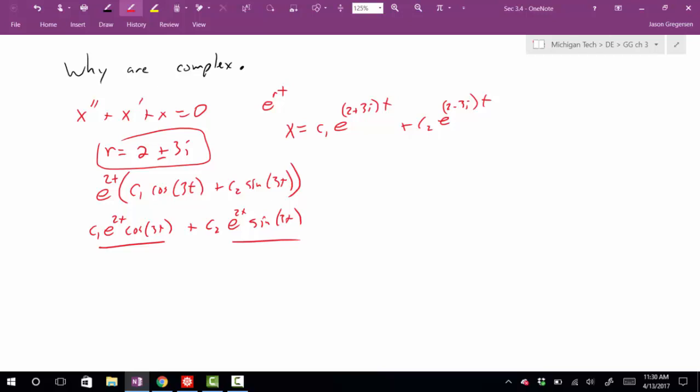So I have solutions that look like this. And what I did was I took one of them and I distributed that t, and I rewrote it like this.